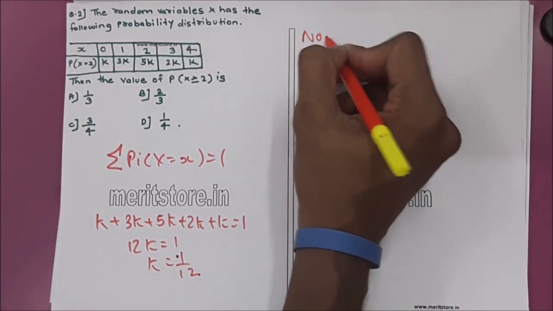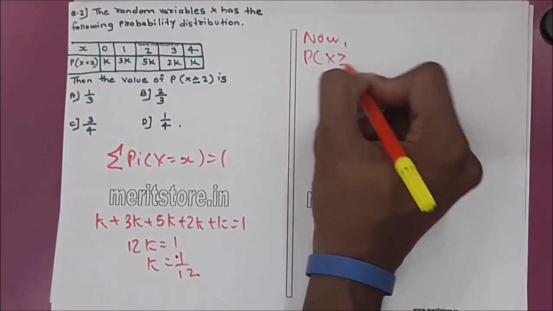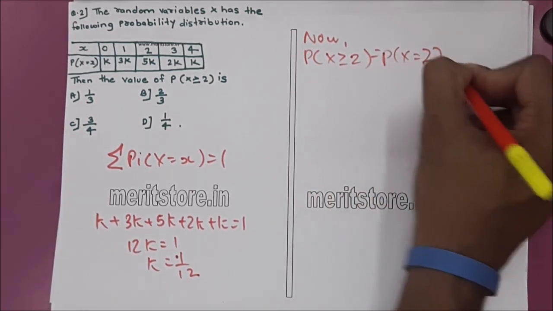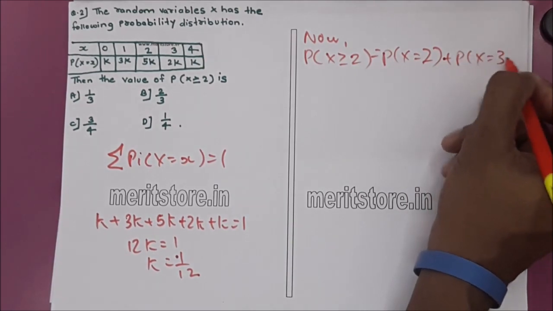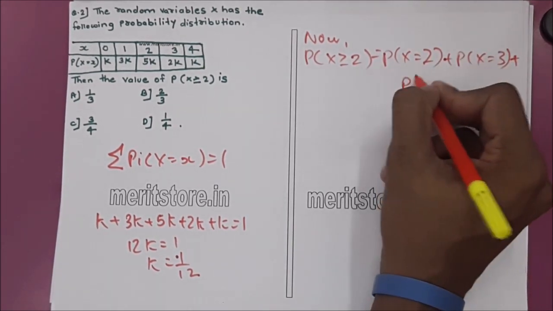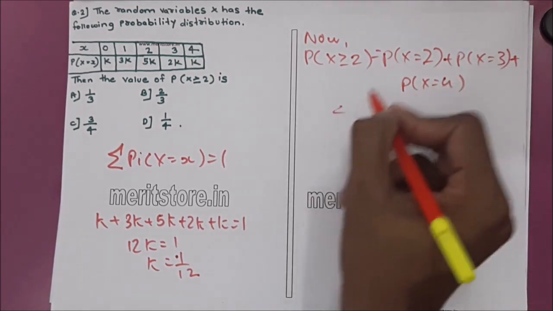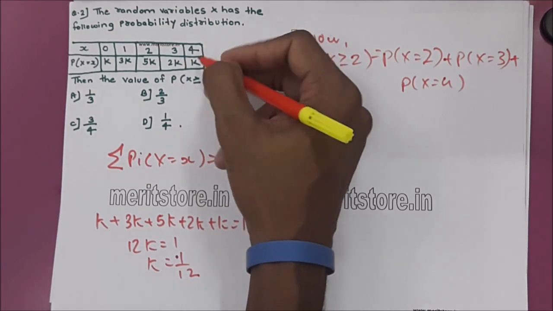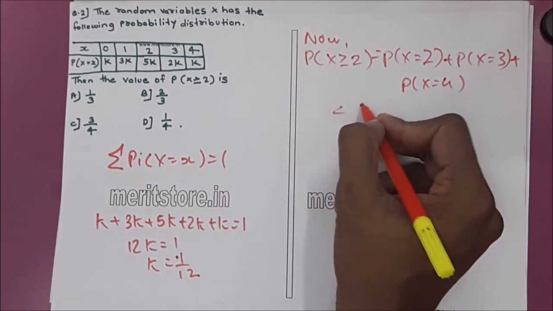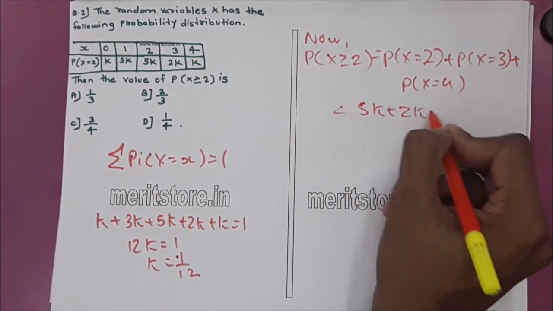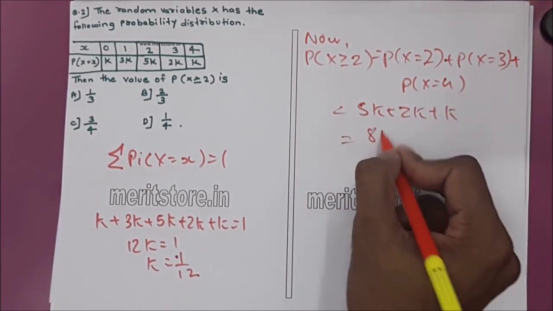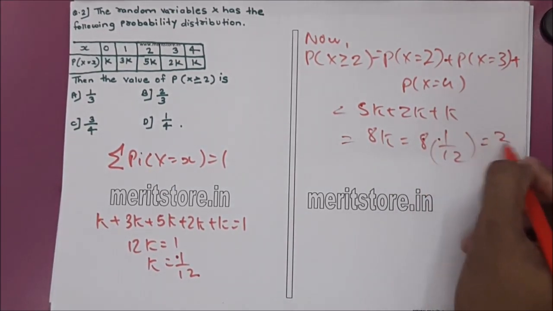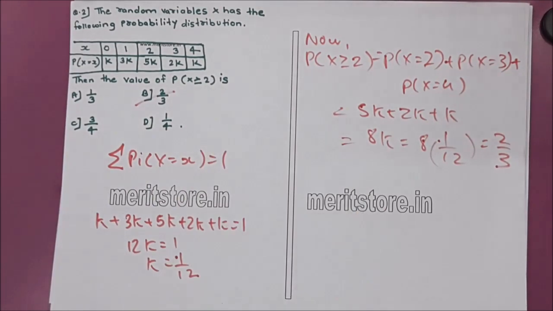So for now, P(x greater than or equal to 2) is P(x equal to 2) plus P(x equal to 3) plus P(x equal to 4). So we substitute the values of probability of x equal to 2, x equal to 3 and x equal to 4. We get 5k plus 2k plus k. We add this, we get 8k. We substitute the value of k, 1 by 12, which gives 2 by 3, which is option B. Option B is the correct answer.